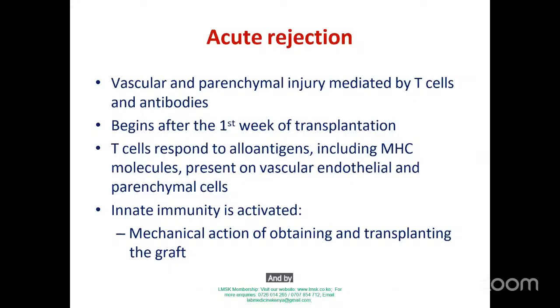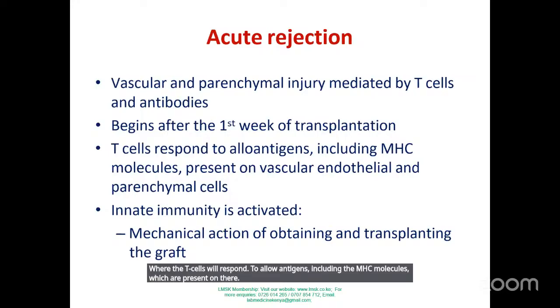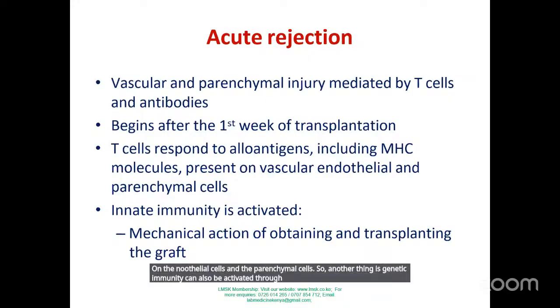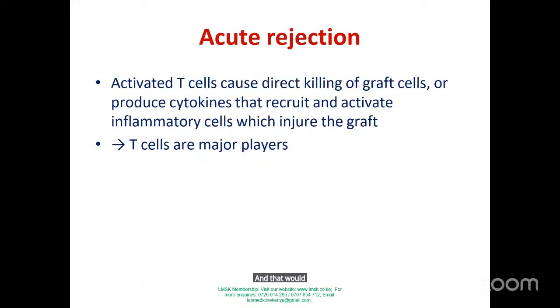And by doing that, it causes injury to these particular cells. These can begin after the first week of transplantation, where the T cells will respond to alloantigens, including the MHC molecules, which are present on the endothelial cells and the parenchymal cells. Another thing is innate immunity can also be activated through the natural killer cells pathway, and that would mount more injury to the vascular cells or the parenchymal cells of the graft.